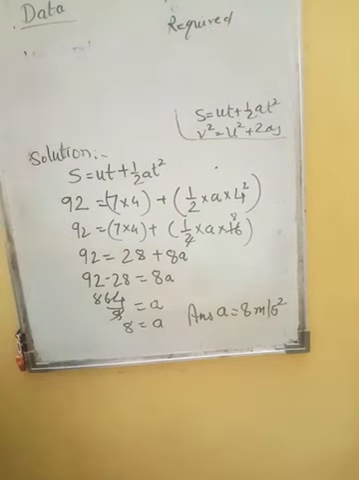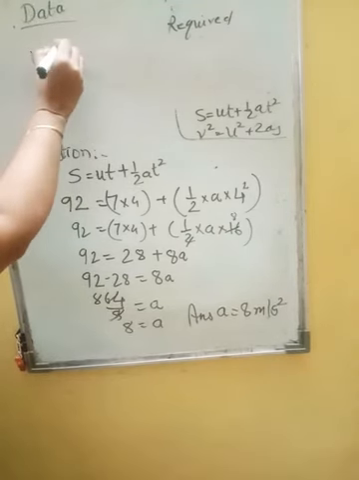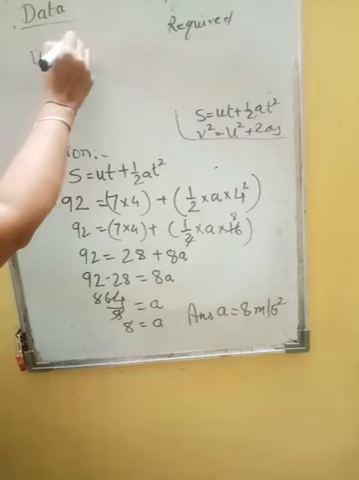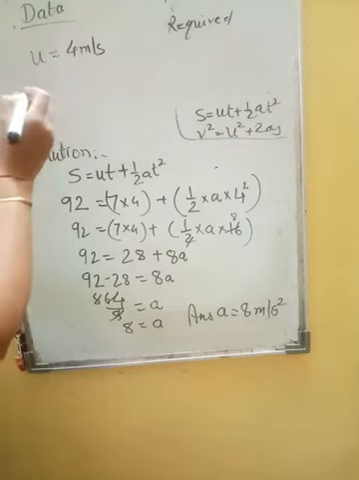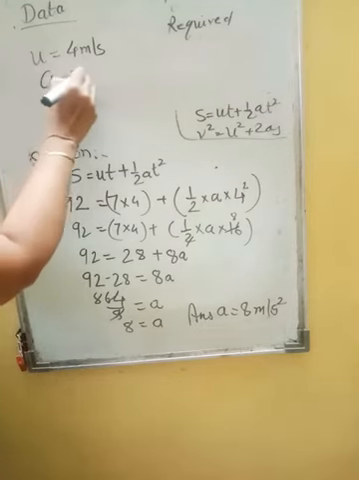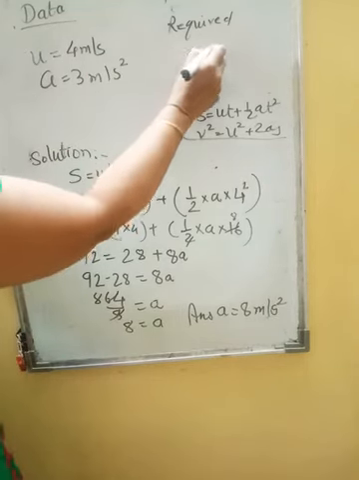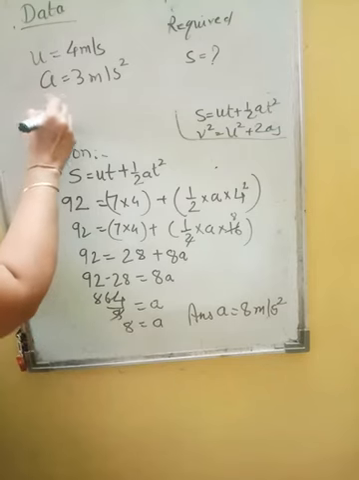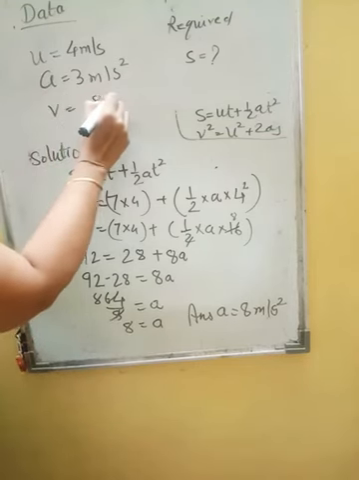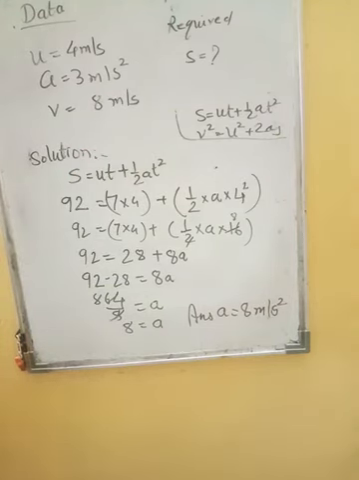You have given u is equal to 4 meter per second. So, correct. And then a is equal to 3 meter per second square. s you don't know. You have v is equal to 8 meter per second. Children, there the meter per second whole square is given because they had given v square. Otherwise v is meter per second only.